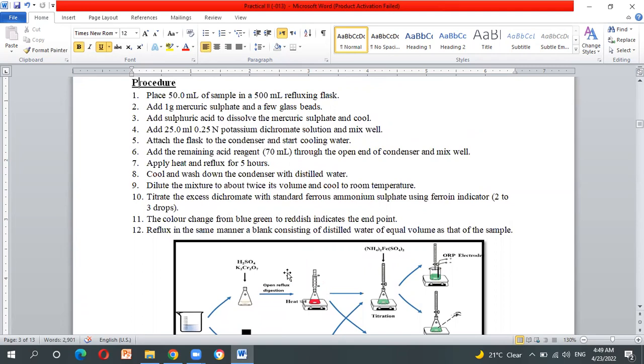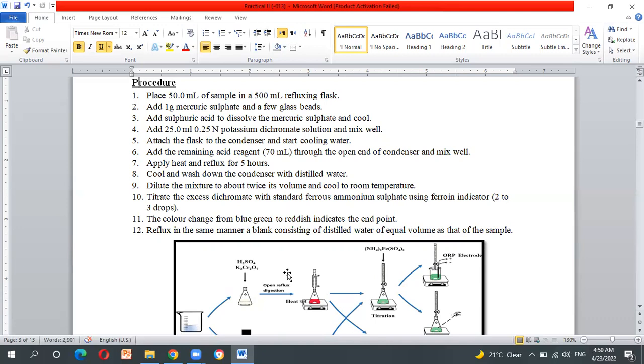Add 25 milliliters 0.25 normal potassium dichromate solution and mix well. Attach the flask to the condenser and start cooling water. Add the remaining acid reagent, 70 milliliters, through the open end of the condenser and mix well. Apply heat and reflux for 5 hours. Cool and wash down the condenser with distilled water.